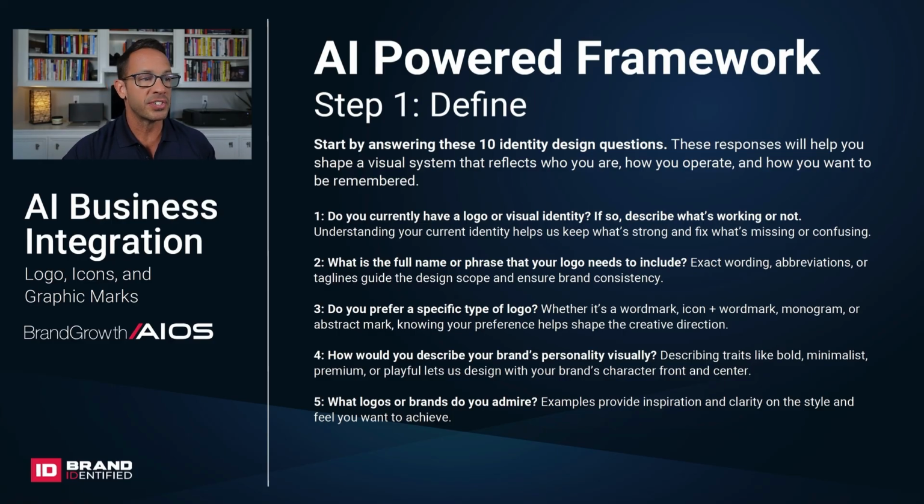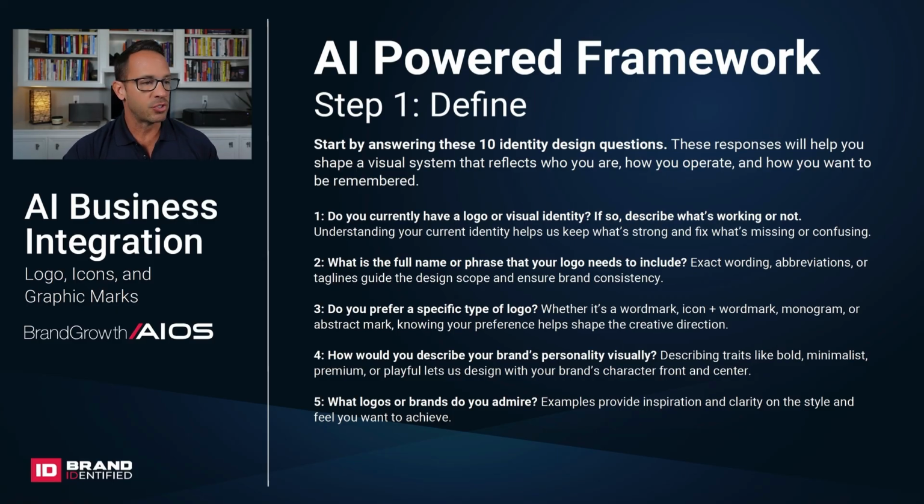Question number 2 is, what is the full name or phrase that your logo needs to include? Exact wording, abbreviations, or taglines guide the design scope and ensure brand consistency. Question number 3 is, do you prefer a specific type of logo? Whether it's a word mark, an icon plus a word mark, a monogram, or an abstract mark, knowing your preference helps shape the creative direction. Question number 4, how would you describe your brand's personality visually? Describing traits like bold, minimalistic, premium, or playful lets us design with your brand's character front and center.